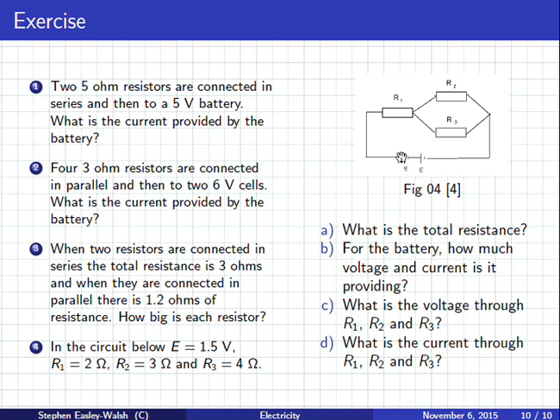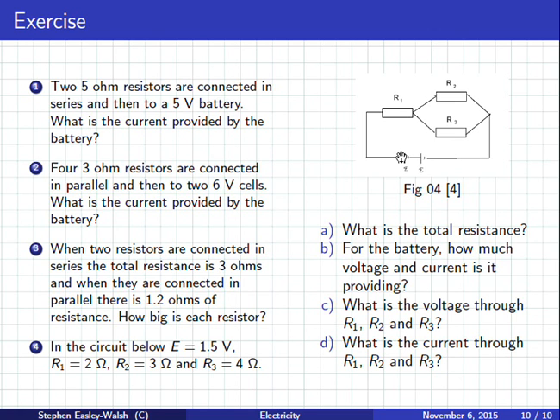Now I'll put this up online, but don't take the picture just yet because I need to change it a little bit. But just before you go, I just want to quickly look through them. The first one, you have 2 5-ohm resistors connected to a battery. What's the current? These ones are in series. You have 4 3-ohm resistors connected in parallel to 2 6-volt cells. What is the current?